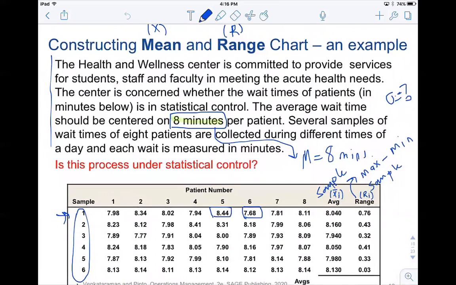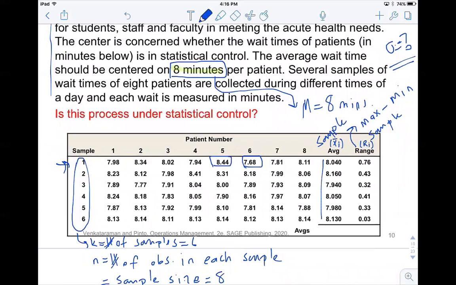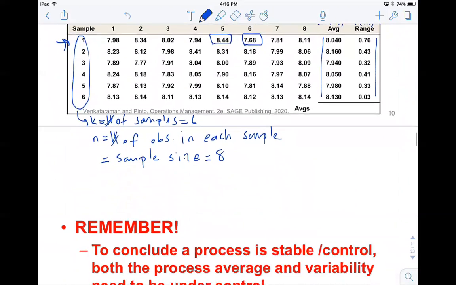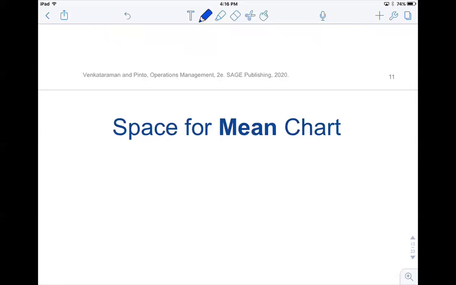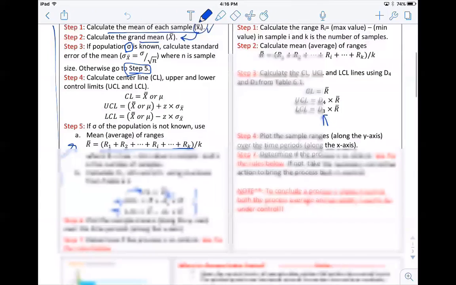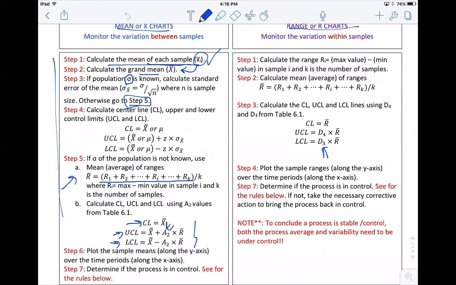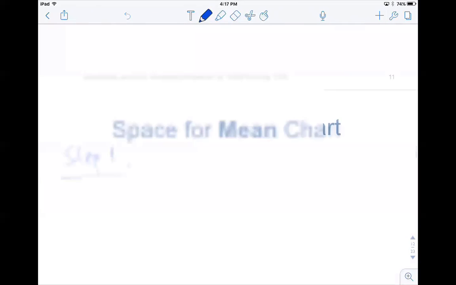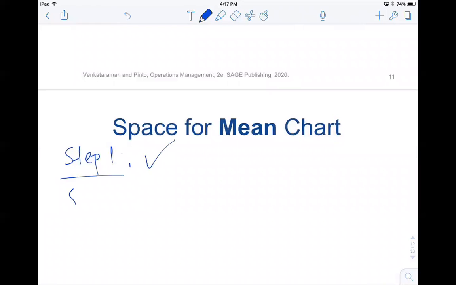All right, this is our problem statement. We don't know our sigma yet, but we do have the sample averages and the sample ranges. Let's go to step one for the mean chart, which is to calculate the mean of each sample. We did that. Step two is to calculate the grand mean. Let me write it down. Step 2, calculate the grand mean.